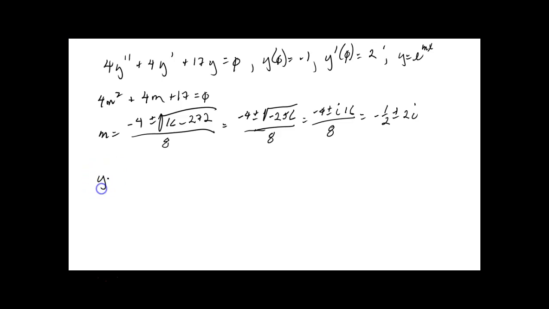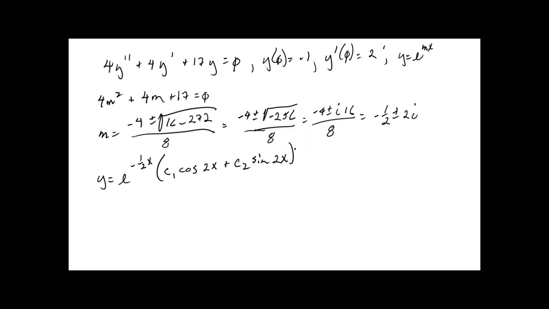So how does that go? Alpha is negative 1/2. y is equal to e to the negative 1/2 x, times c1 cosine 2x, whatever your independent variable is, plus c2 sine 2x. Okay.